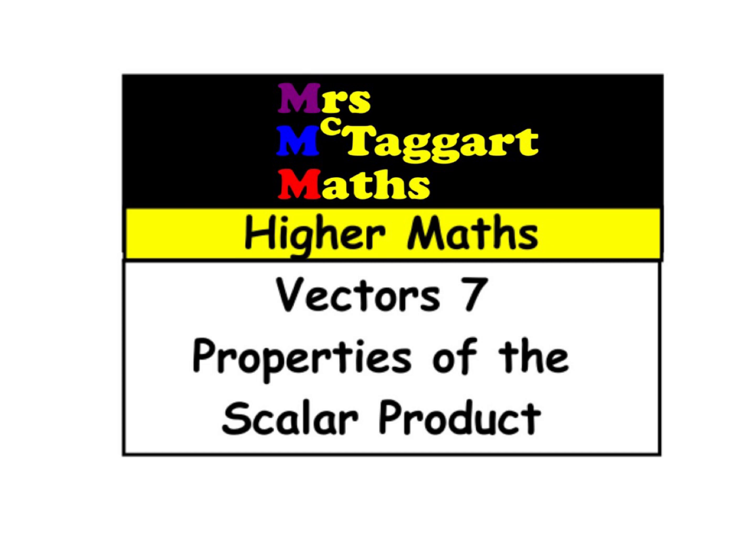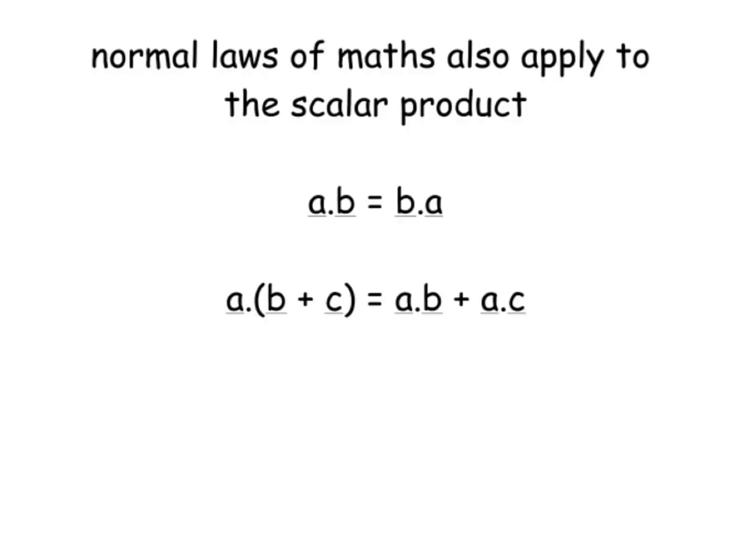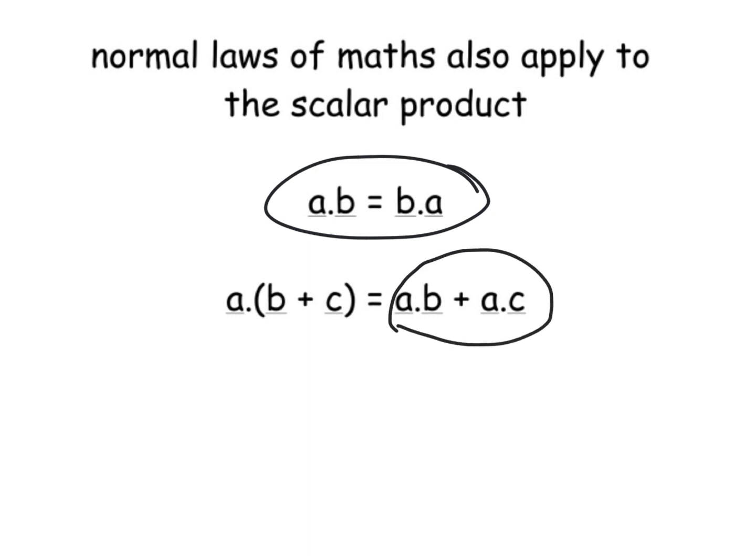So in this one we're going to be looking at other properties or uses of the scalar product. So we're going to be playing around with it and doing some different wee things. Now, one thing to remember here is that normal laws of maths can also apply to scalar products. So we know the scalar product is A dot B, and there's two different formulas for that from our formula sheet. But if we have A dot B, we can also write that as B dot A, and we can just reverse it. And then if you have A dot bracket, you can just expand brackets as normal and times everything by A to make two different scalar products here, A dot B and A dot C. And that's what we're going to be working with today.